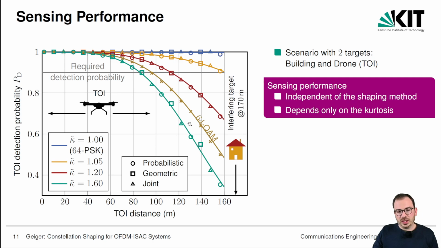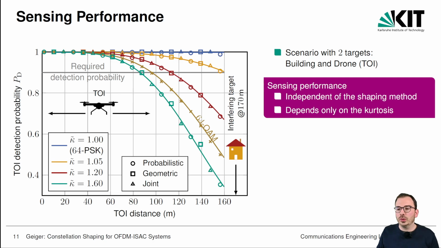Those markers represent now our optimized constellation formats. And here we can make two observations. First, we see that the detection probability actually does not depend on the shaping method. And now the second observation is that it actually depends only on the kurtosis of the constellation, and this then justifies or explains the first point. So the detection probability actually does not depend on the shaping method.